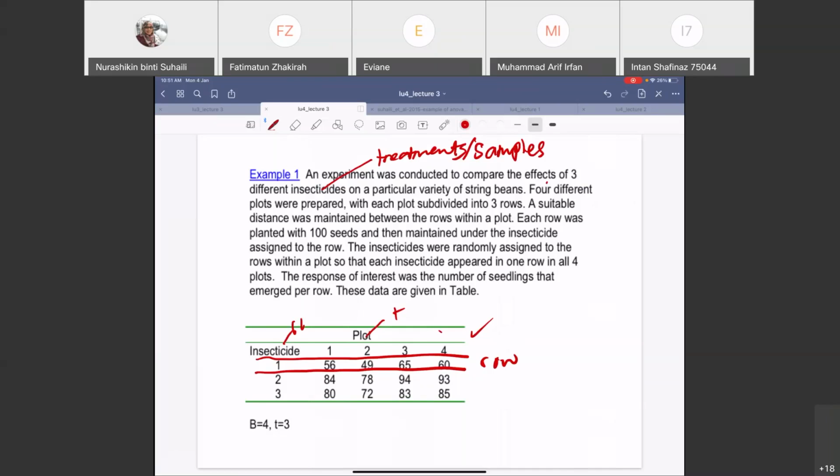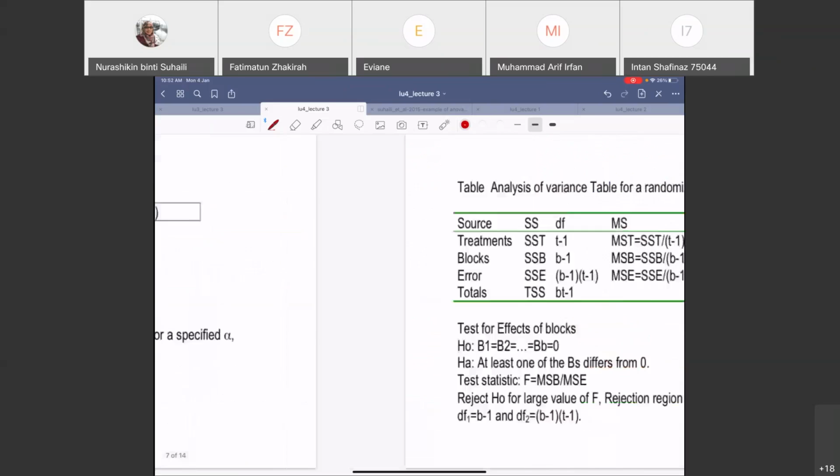But the most important thing is you have to identify from the problem what is the main thing to be compared, which should be the treatment or samples first. Once you identify that insecticides are the treatments, you know that the other factor is the blocks. So that is in terms of the identification of treatments and blocks. Okay, let's go back here.